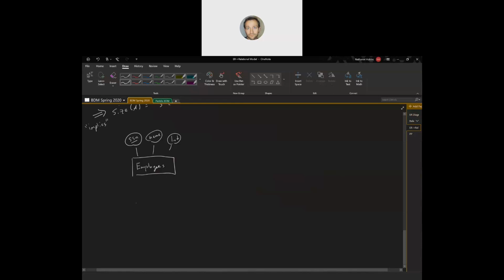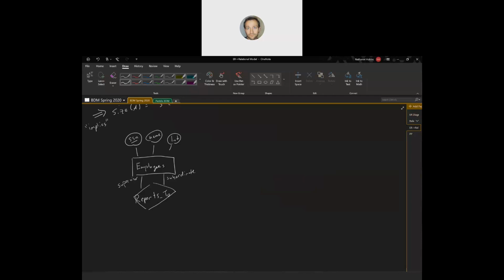Except now, the relationship is going to be with itself. So what we want here is that employees are going to have supervisors. And if you're being supervised by somebody, then you are a subordinate. So subordinates report to their supervisors.